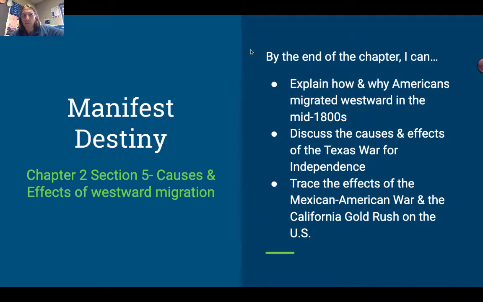U.S. History, Chapter 2, Section 5, Manifest Destiny, Causes and Effects of Westward Migration. So how and why Americans migrated, what were the causes and effects of the Texas War for Independence, and then what were the effects of the Mexican-American War and the California Gold Rush on the United States.